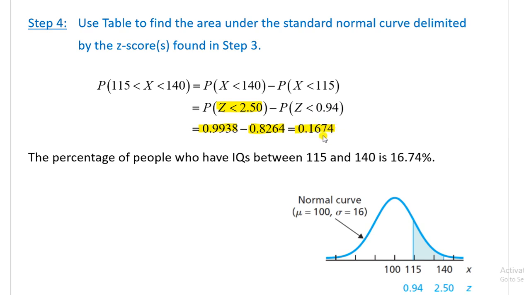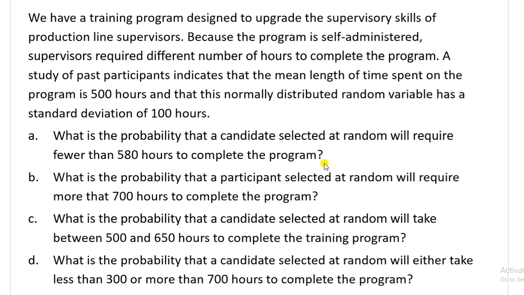Okay, so because he asked us the percentage of the people who have IQ levels between 115 and 140, we will multiply this by 100 to get the percentage. So 0.1674 is the probability of being between 115 and 140. If I multiply this by 100, I'll get 16.74% of the people will have IQ levels between 115 and 140. All right, let's see another example.